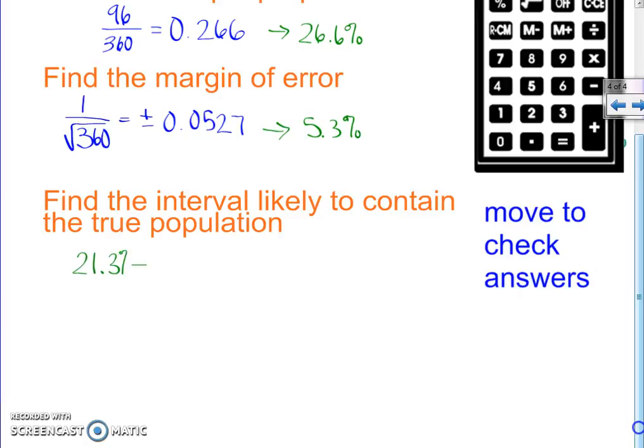21.3 to 31.9. And how are we getting these numbers? Here's our central number. And what we're doing is we're subtracting 5.3 from this, and we're adding 5.3 to that. And that gives us that range that we think the true proportion of broken calculators would be like in the whole school, for instance.